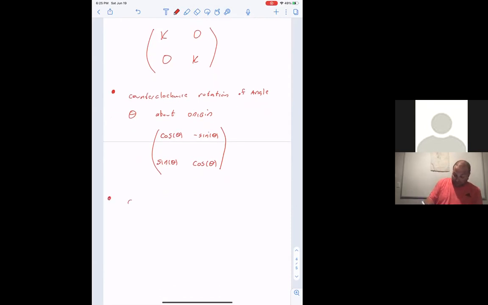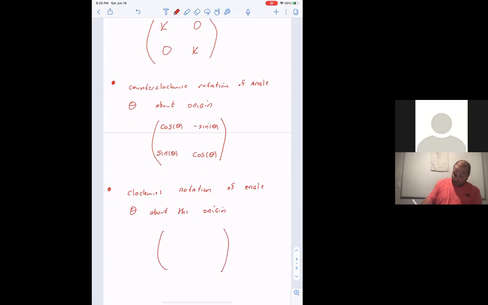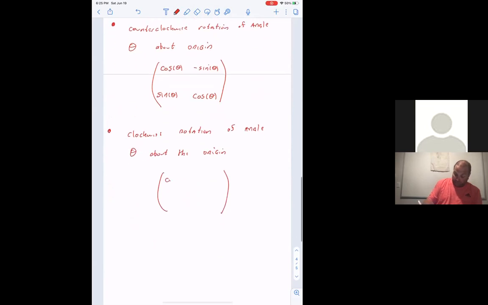And finally, if we have a clockwise rotation of angle theta about the origin, that will be very similar to counterclockwise.